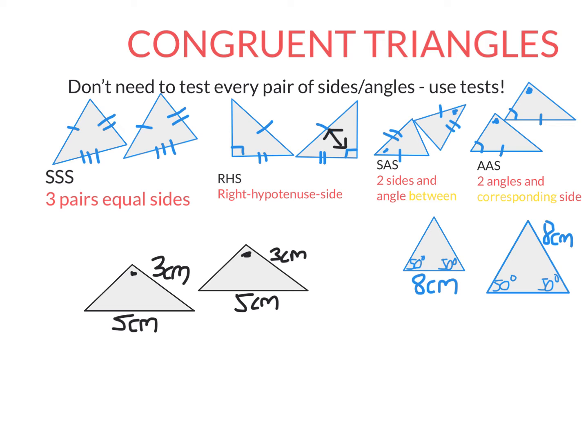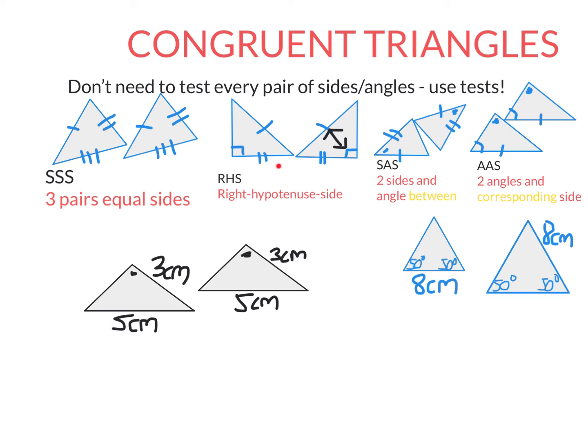So to illustrate the last two tests a bit more, let's look at these two examples. So if I start here, I've got two triangles. They have 1, 2 pairs of equal sides and an equal pair of angles. But the angles given are not the angles in between the two sides. I can't use the SAS test on these two triangles because the angle is not between the two equal sides.